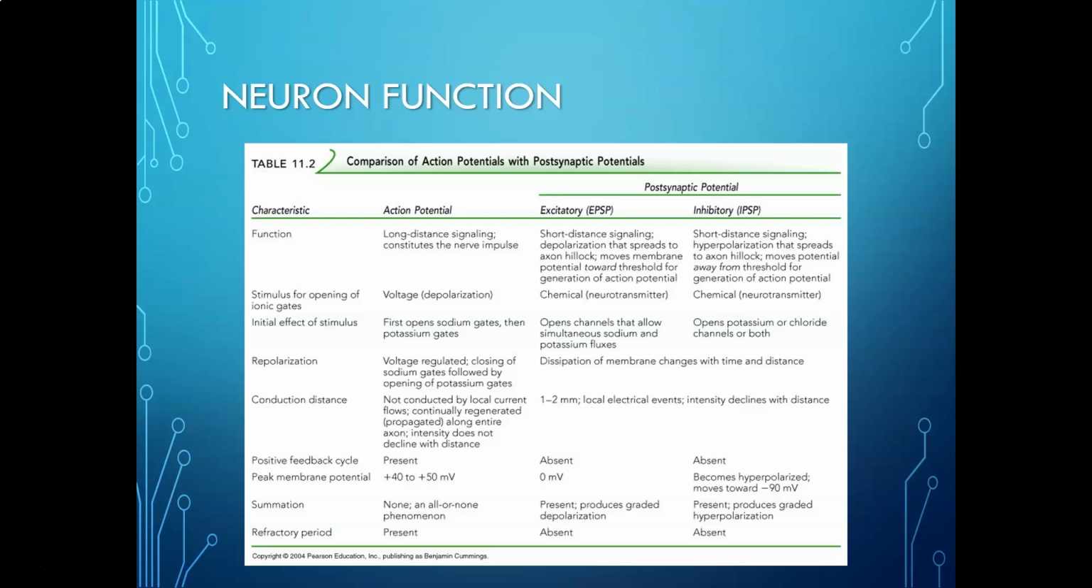This table is nice because it gives you an opportunity to compare and contrast action potentials within those postsynaptic cells. It goes over a little bit of the excitatory versus inhibitory, what it does, what its function is, what it means in terms of feedback loops, all sorts of things. It's a nice one to take a few minutes and look over. I encourage you to do so.